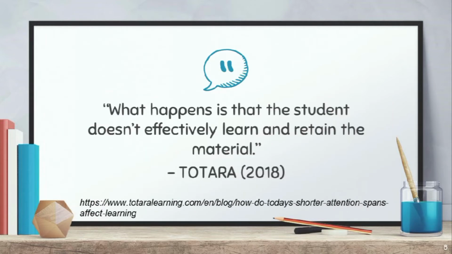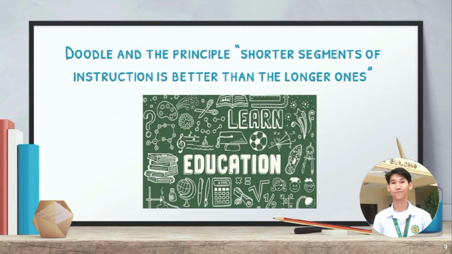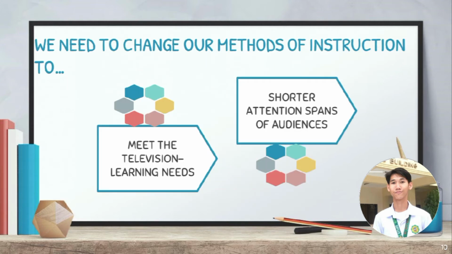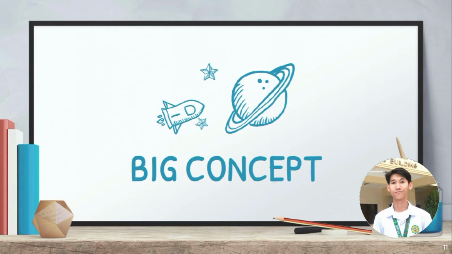Concurring with that, Tutara said, what happens is that the student doesn't effectively learn and retain the material. Some psychologists claim that a typical student's attention span is about 10 to 15 minutes long, yet most university classes last 50 to 90 minutes. It's natural for student attention levels to vary in that case. Hence, we need to change our methods of instruction to meet the learning needs and the shorter attention spans of audiences. One of the specific tactics we could be employing in our instruction to keep students interested and alert is through doodles. So here is the big concept.